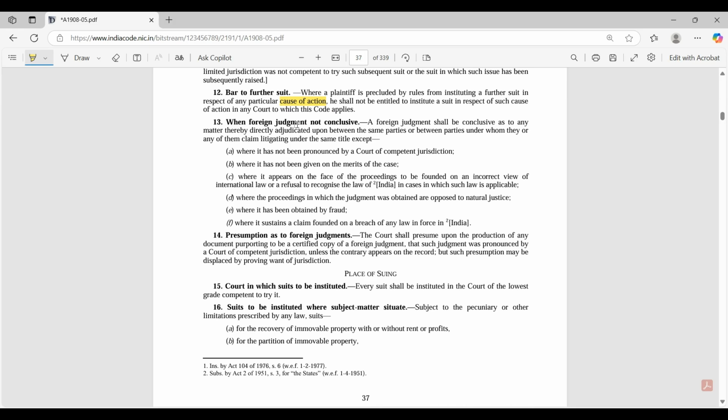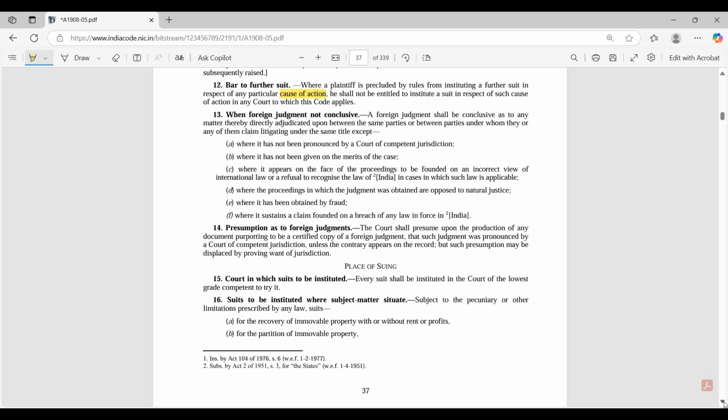Section 13, when foreign judgment not conclusive. A foreign judgment shall be conclusive as to any matter thereby directly adjudicated upon between the same parties. Again, it doesn't play a very important role because now we don't have this concept. So you can just have a small read and you can move forward.